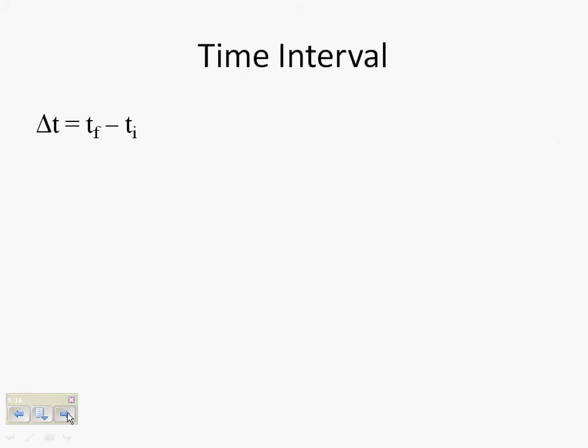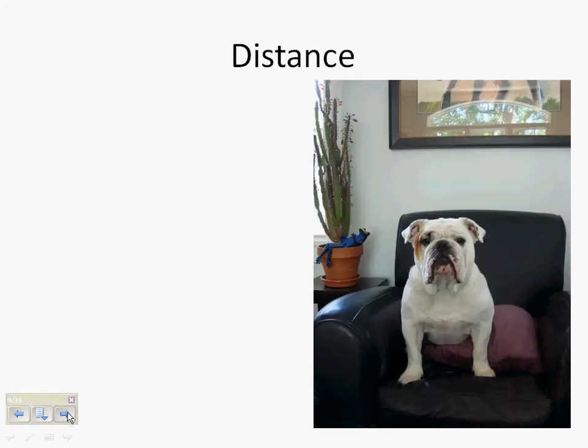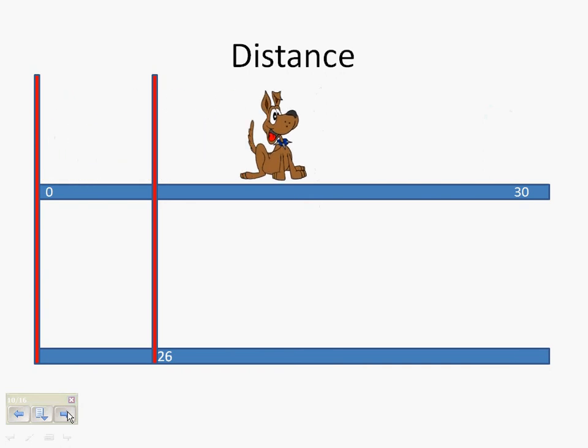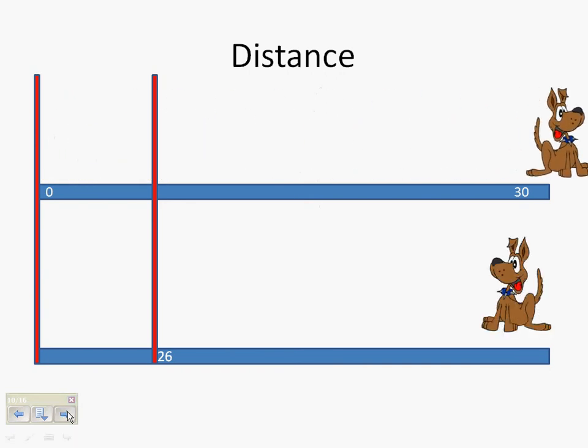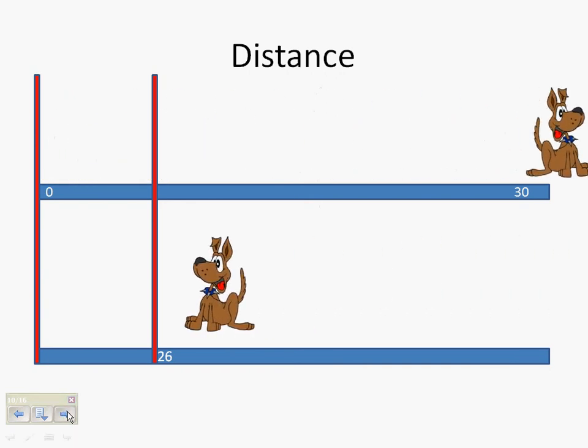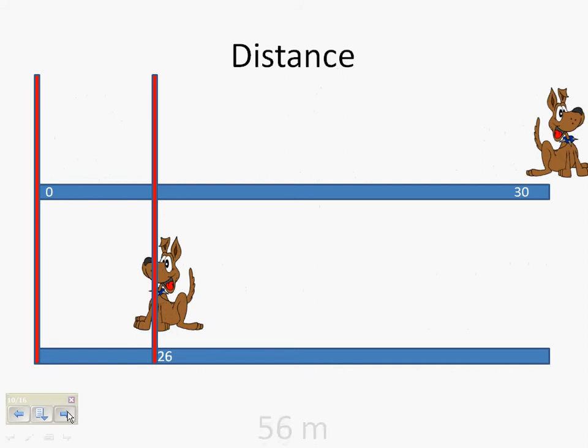He does that in a time interval of delta t. TF stands for final time, TI is initial time. Now distance is the total distance traveled. So if we use the same animation, this time the dog runs that 30 meters, comes back to you, 26 meters, but this time the distance that he ran was 56 meters.